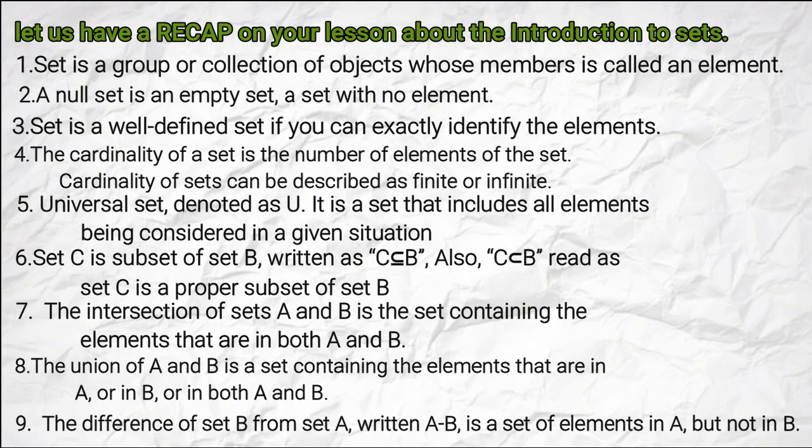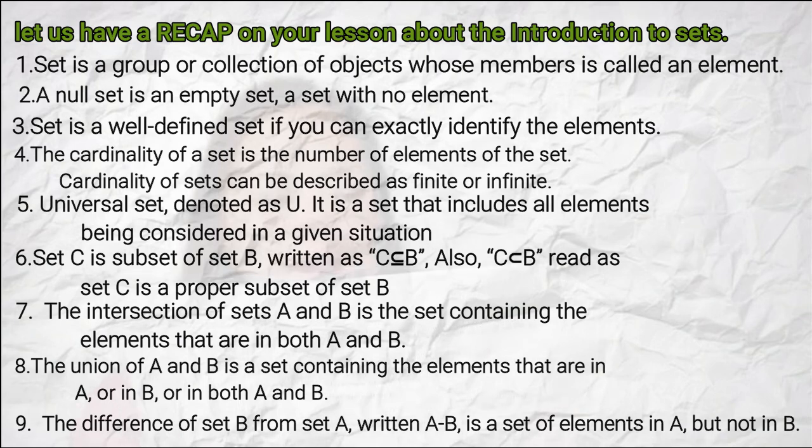Number 5. Universal set, denoted as U, is a set that includes all elements being considered in a given situation. Number 6. If set C is a subset of set B, written as C ⊂ B, it is read as set C is a proper subset of set B.